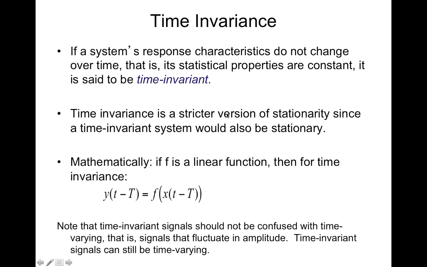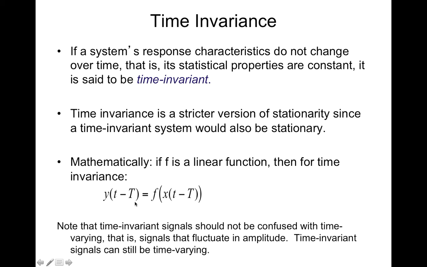So what is time invariance? That's another really important concept. Time invariance says that if a signal's response characteristics don't change over time, in other words, its statistical properties are constant, it's said to be time invariant. So this is a stricter version of stationarity. Mathematically, if f is a linear function, then for time invariance, f of x of t minus T is equal to y of t minus T.